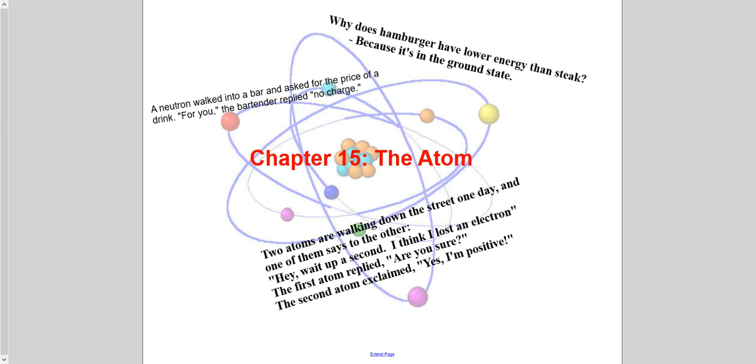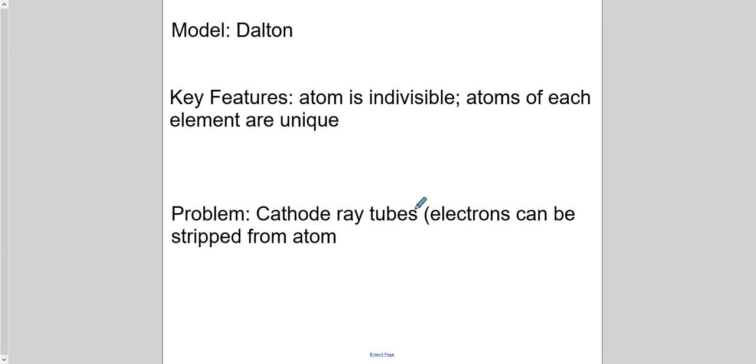So I just want to take some time to do a quick overview of what we've learned in Chapter 15. What I'm going to do is a survey of the different models of the atom that we've learned so far, the key problem with each of those models, and the key experiment that moved us forward to the next model. So if we start with the Dalton model of the atom, it had a couple of key features.